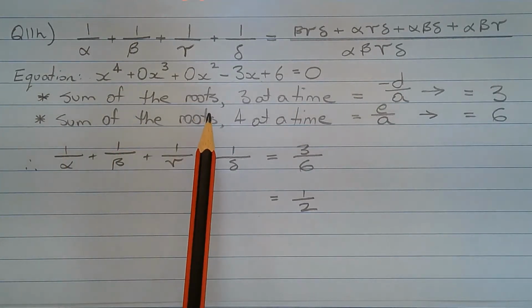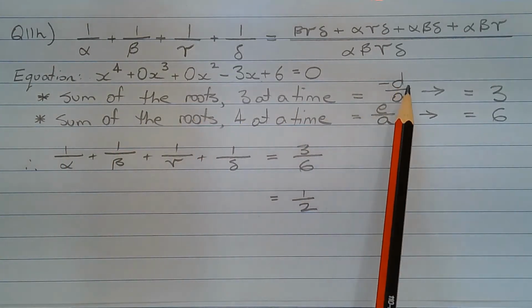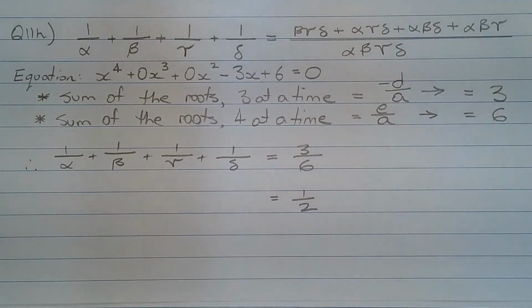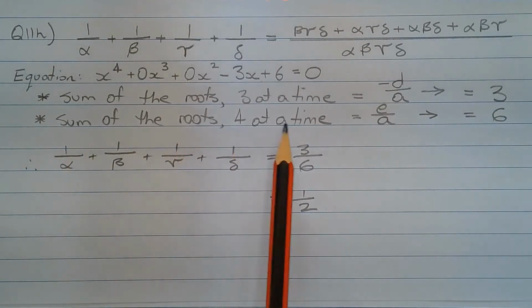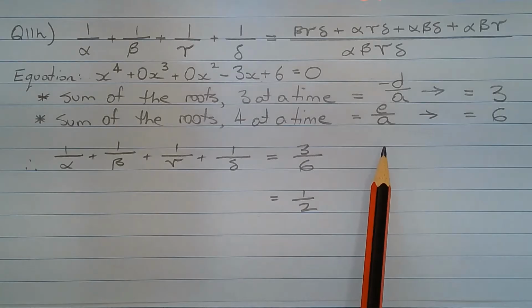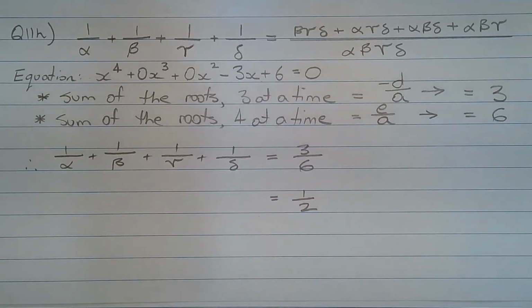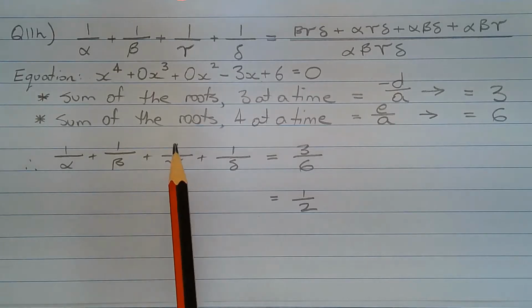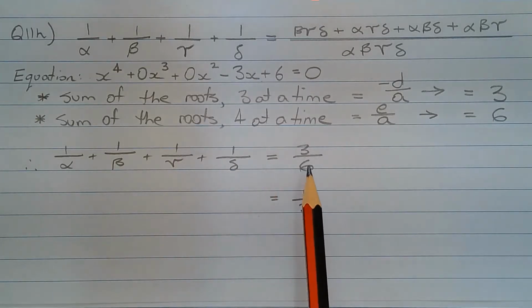Now the sum of the roots 3 at a time is equal to negative d over a, which equals 3. And the sum of the roots 4 at a time is equal to e over a, which equals 6. Therefore, 1 over alpha plus 1 over beta plus 1 over gamma plus 1 over delta is equal to 3 over 6, which equals half.